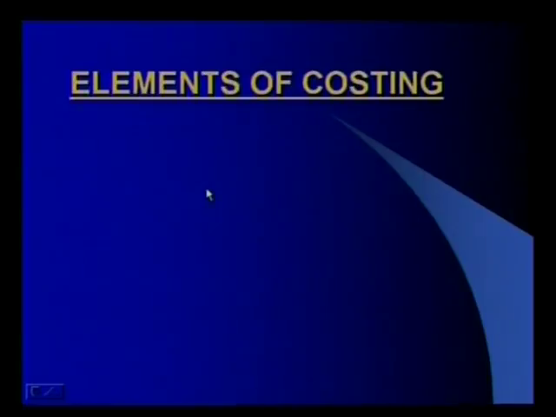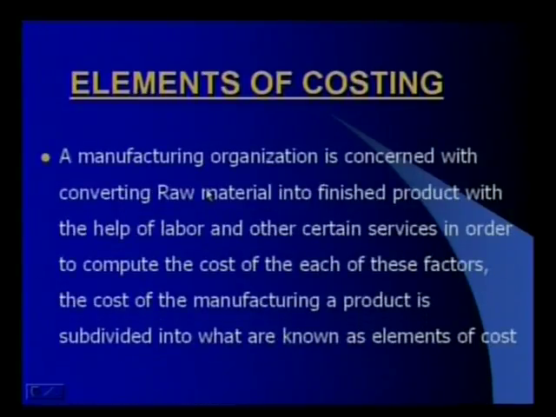Now we are going to see the elements of costing. A manufacturing organization is concerned with converting raw material into final product with the help of labor and certain direct services, in order to compute the cost of each of these factors. The cost of manufacturing a product is subdivided into what are known as the elements of cost.